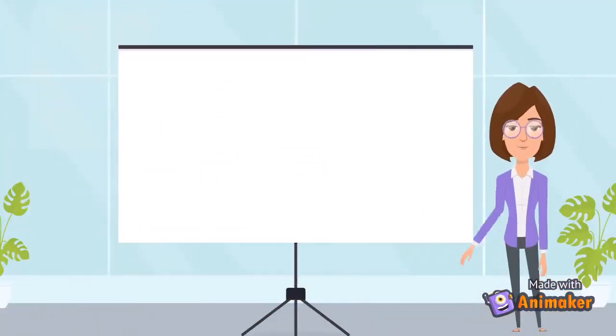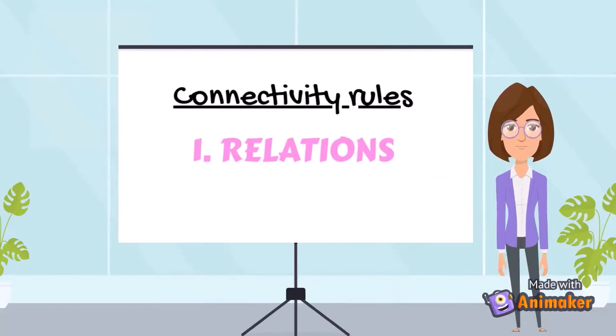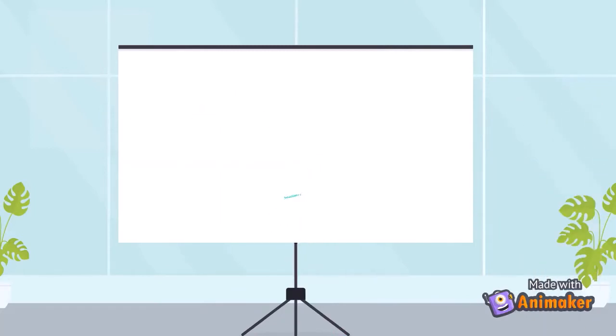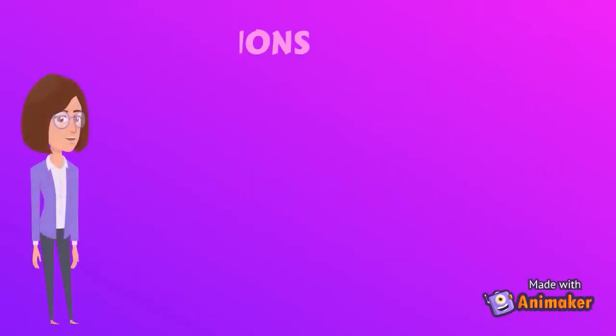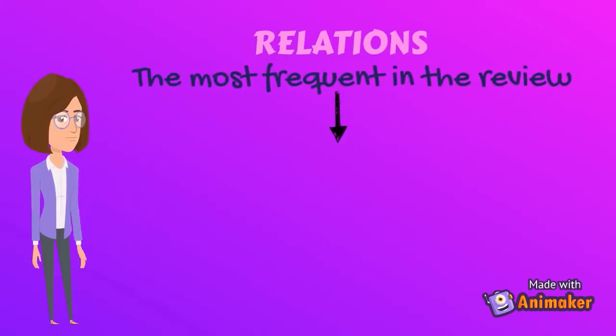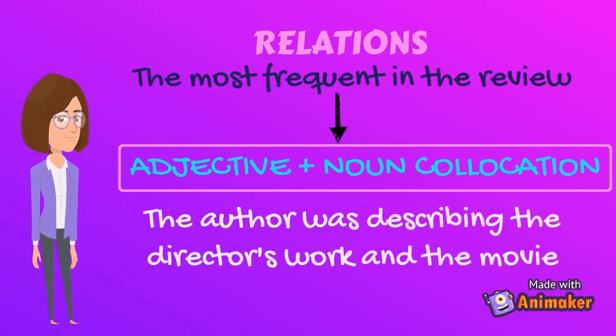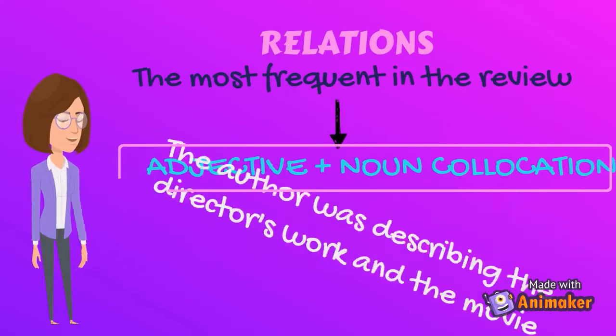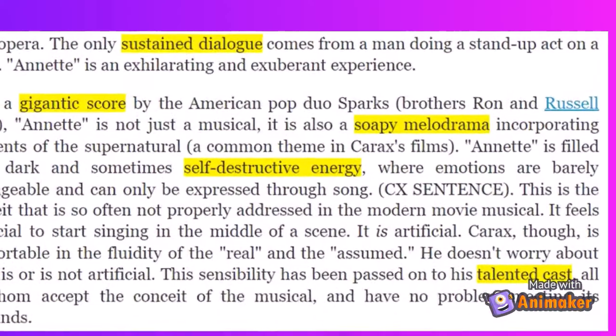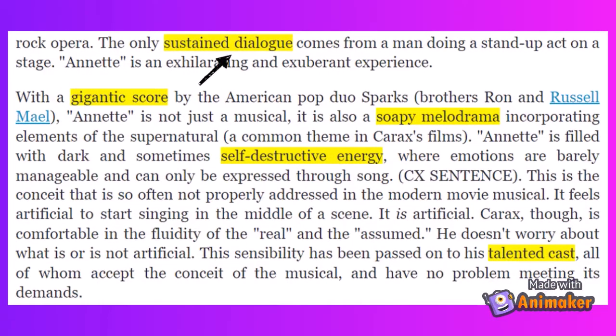Finally, we have connectivity rules that involves relations and connections. In terms of relation, the most frequent one was adjective plus noun collocation, due to the fact that in the review, the author was describing the director's work and the movie. Here we have some examples: sustained dialogue, gigantic score, soapy melodrama, self-destructive energy, and talented cast.